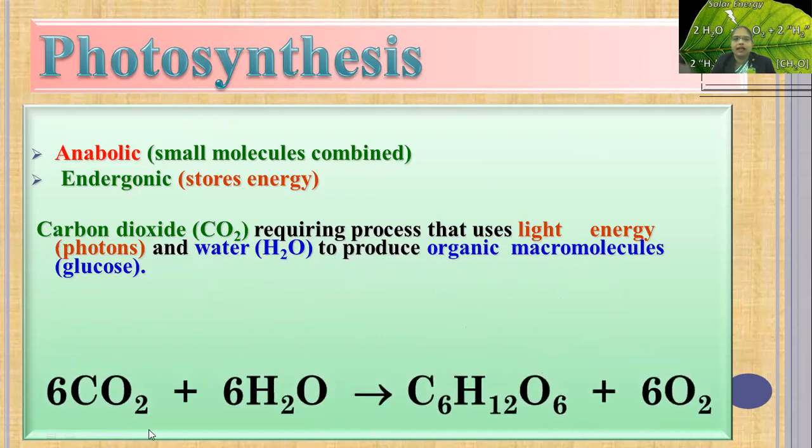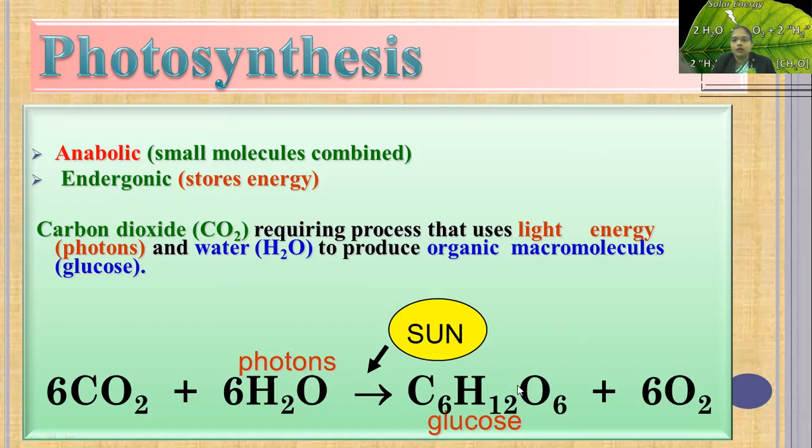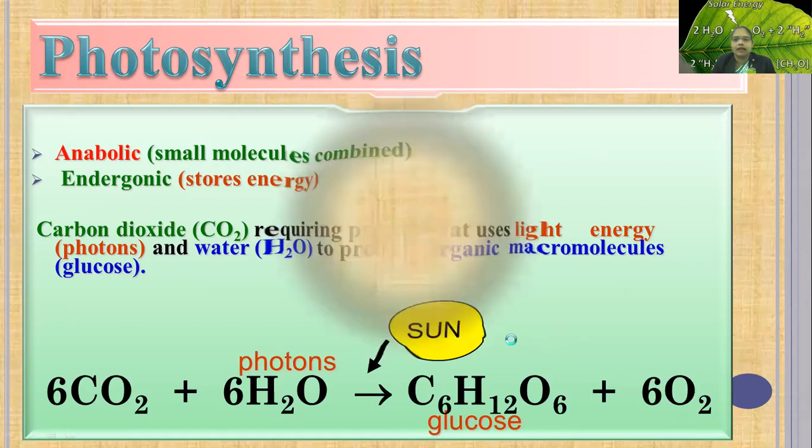So here the reaction: 6 carbon dioxide plus 6 water are converted into C6H12O6, meaning glucose, and oxygen is released in the presence of sunlight.